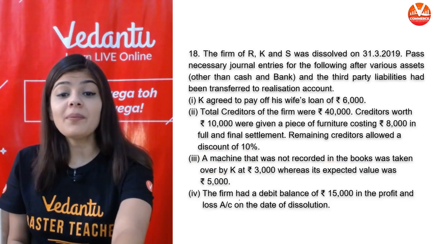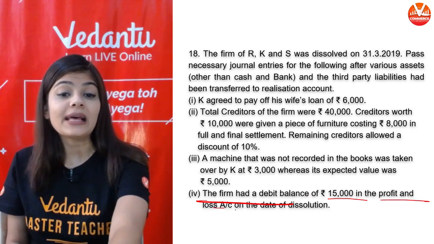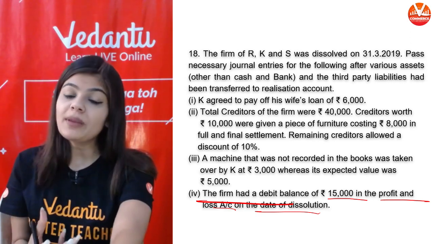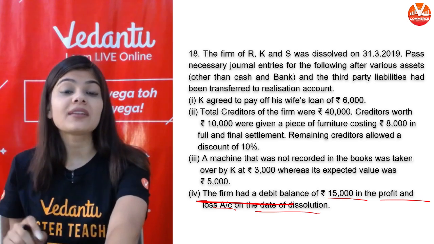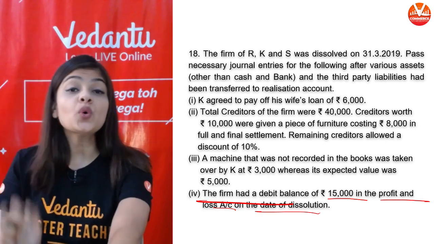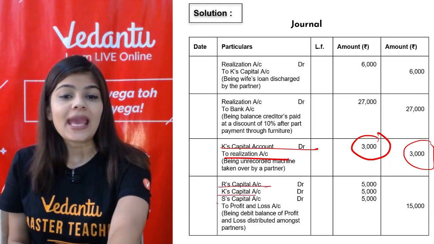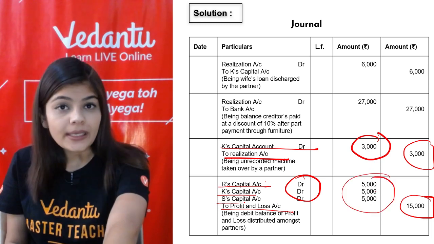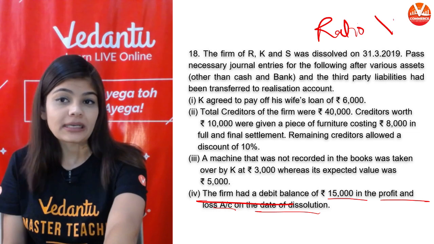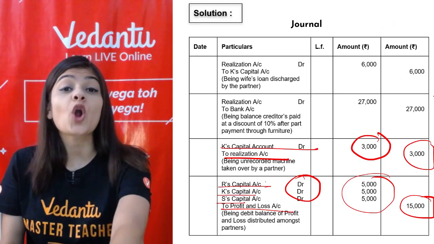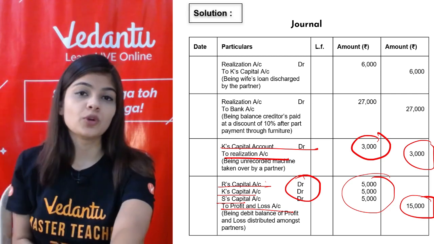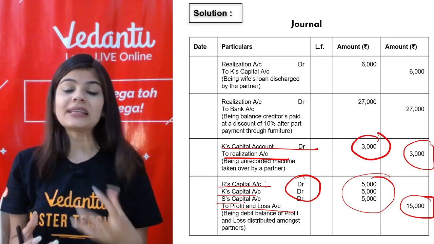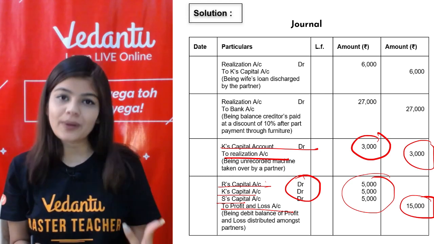Next, the firm had a debit balance of 15,000 in the P&L account on the date of dissolution. Debit balance in the P&L account means loss. So loss will be distributed between the partners, and the journal entry will be partners' capital accounts debit to P&L account, 15,000, distributed equally because the ratio is not given. Can you see the ratio? No. So if the ratio is not given, it is equal. See how easy it was, and this was only for 4 marks. So we can easily score 4 out of 4 in journal entries, but you have to practice them.